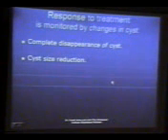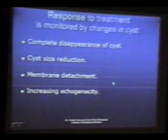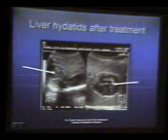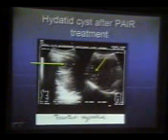Response to the treatment is monitored by the changes in the cyst: complete disappearance of the cyst, cyst size reduction, membrane detachment, increasing echogenicity and calcification. Liver hydatid after treatment, solid-looking lesion. Congealed water lily sign or a Bang Gobi sign. Solid-looking hydatid after treatment.